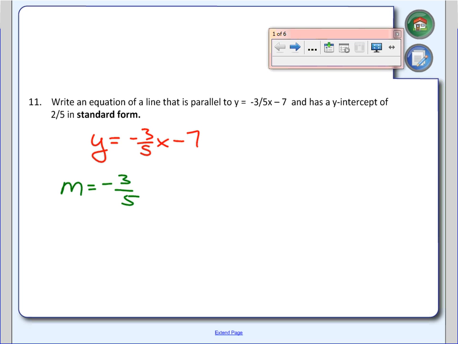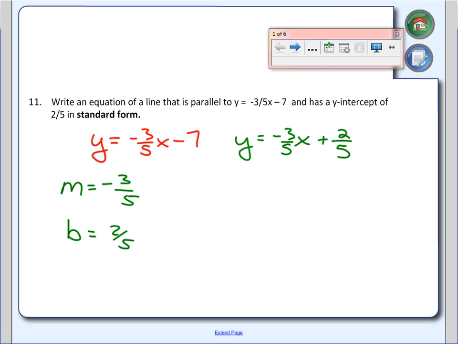We're also going to have a y-intercept of 2/5. The y-intercept has to be 2/5. So notice here that I have a slope and I also have a y-intercept. Since I have a slope and a y-intercept, it would only make sense to write an equation in slope-intercept form. So negative 3/5 is going to be my slope, and 2/5 is going to be my y-intercept. So there's my equation.